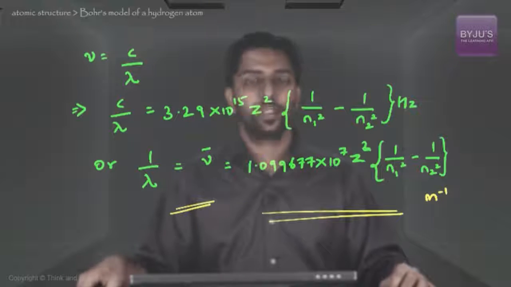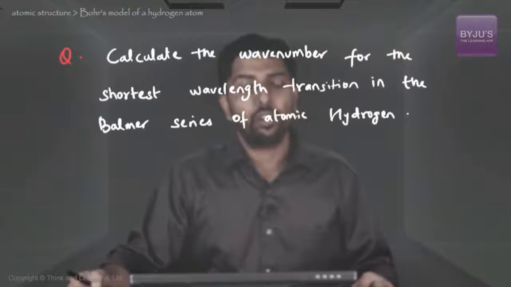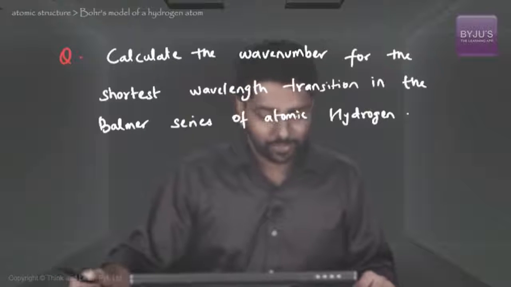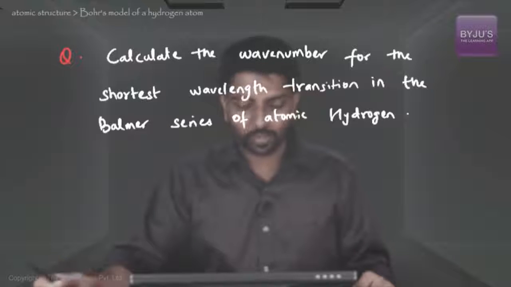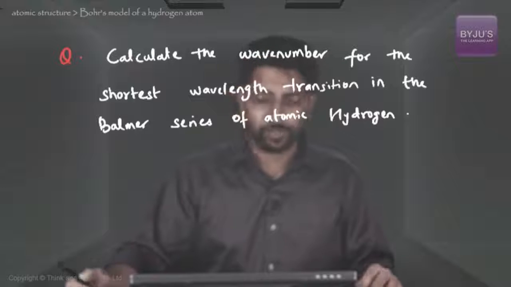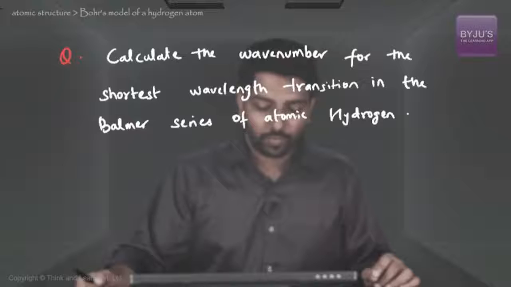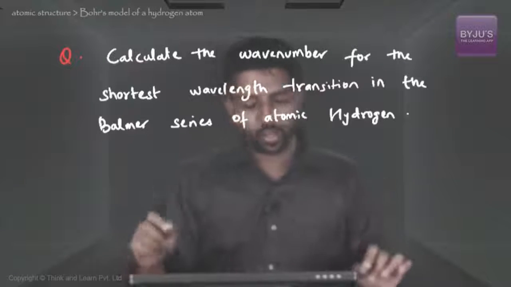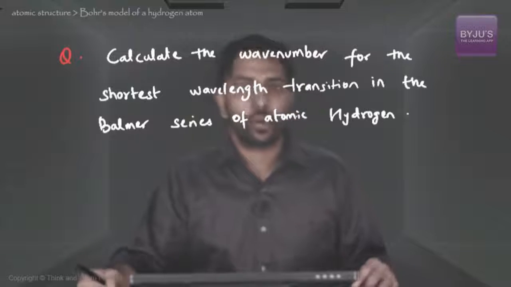And that concludes this problem. Now let us take a problem which is based on Bohr's theory or even the Rydberg formula. It goes like this: calculate the wave number for the shortest wavelength transition in the Bohr series of atomic hydrogen. So we need to calculate the wave number, and we are given that we have to do it for the shortest wavelength transition in the Bohr series of atomic hydrogen, which is the one electron species.